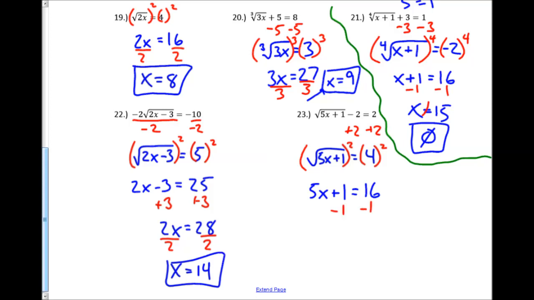And I finished solving this. I'm going to subtract the 1 from each side. So I've got a 5x equals 15. I divide each side by the 5. And I find out that x equals 3. And then I plug it back in and check it. 5 times 3 is a 15, plus 1 is 16, square root of that is 4, minus 2 is a 2. It works, okay? So make sure you check for extraneous solutions.